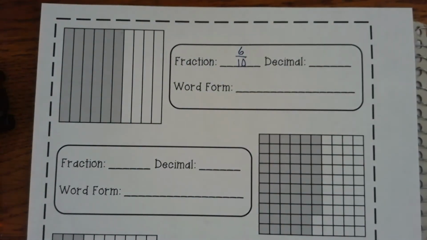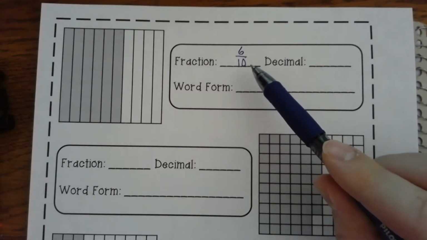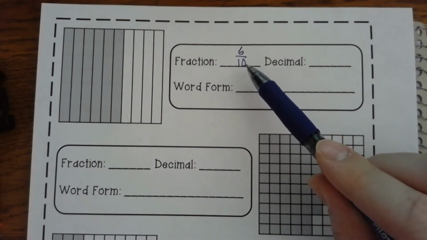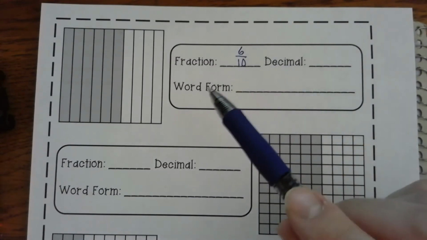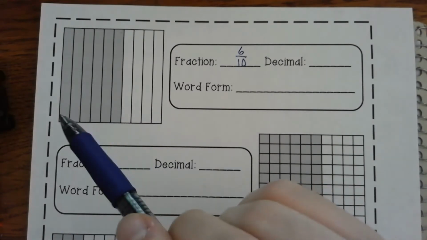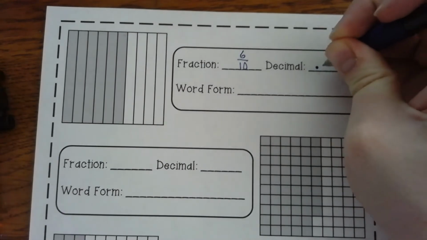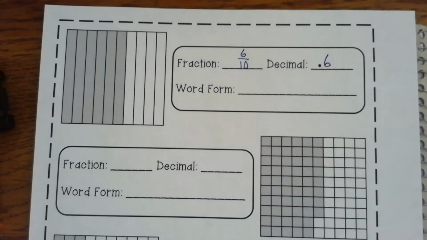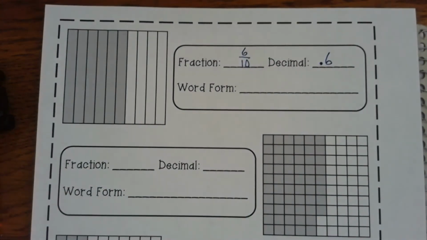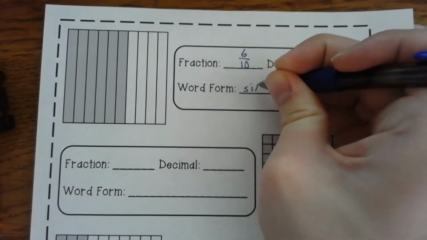Okay, how do we turn that into a decimal? Well, the first thing we need to do is think about place value a little bit. This denominator indicates which place value we're using. This is a 10, so that means we're dealing with tenths. So this 6 is in the tenths place value, because there are 10 parts to this whole. If we're going to make it a decimal, remember that the tenths place is right after the decimal point, so this would be 0.6. Okay, and when it comes to word form, we would just write that this is 6 tenths.